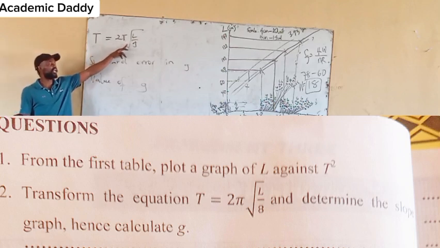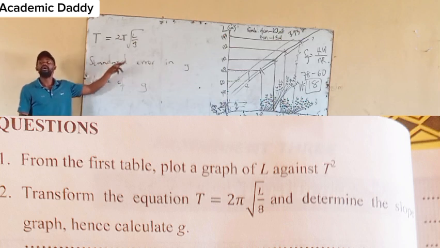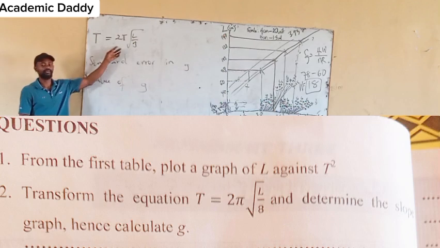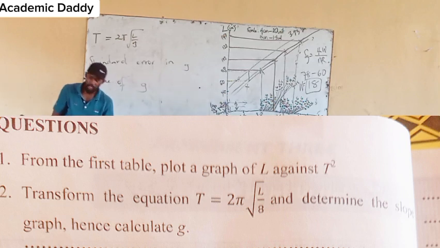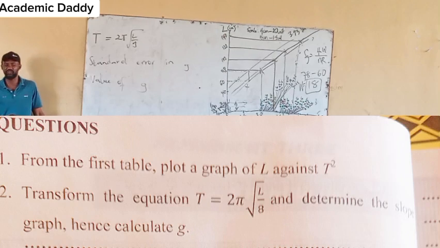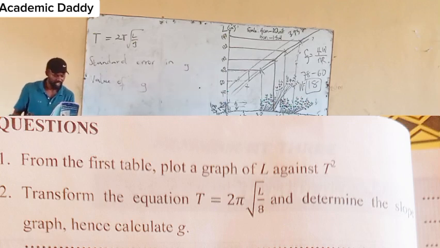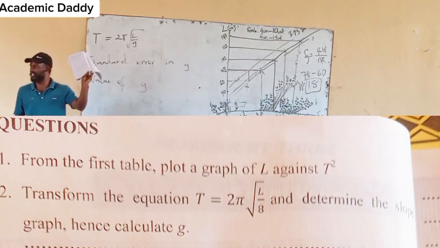2 pi root L over g. Now, they get you to do what? Hence calculate g. In the question, they give us g to do what? So even if they don't text them, you cannot correct them. I don't see that that is g.